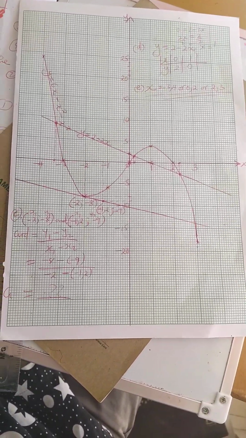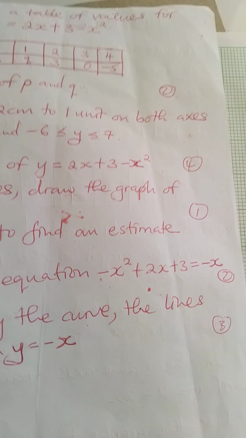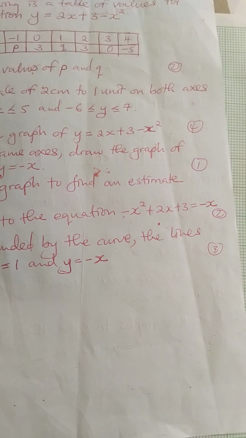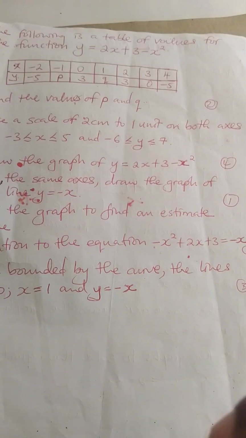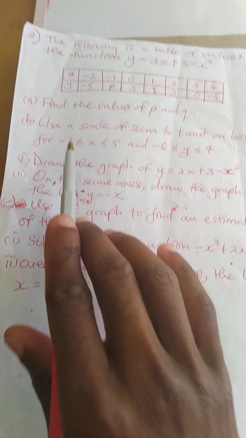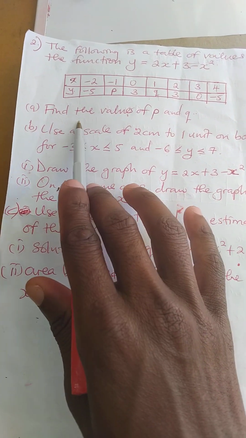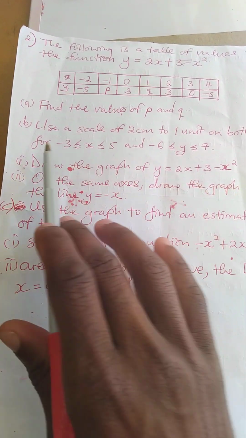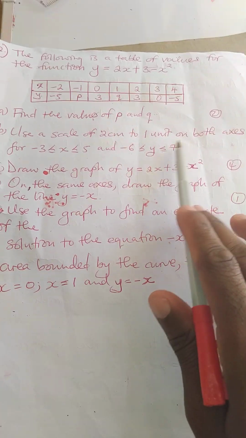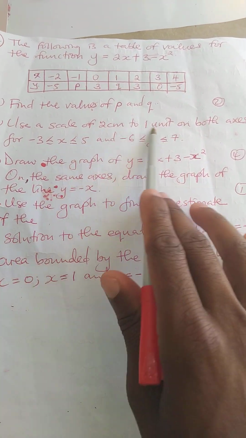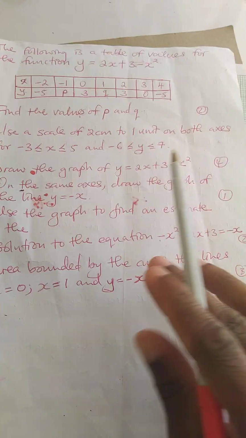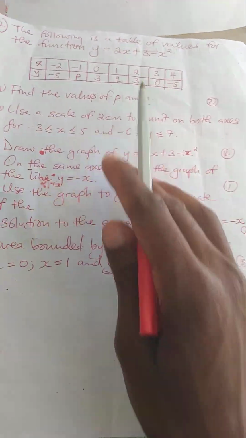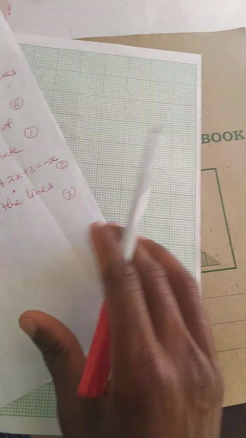So let's move on to do number 2. Number 2: the following is a table of values for the function, and find the values of p and q using a scale of 2 cm to 1 unit on both axes. So now we're going to find p and q. How to find p and q?